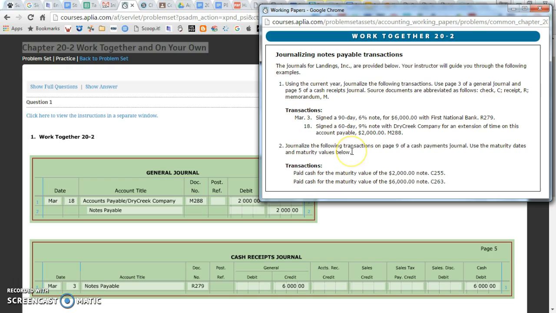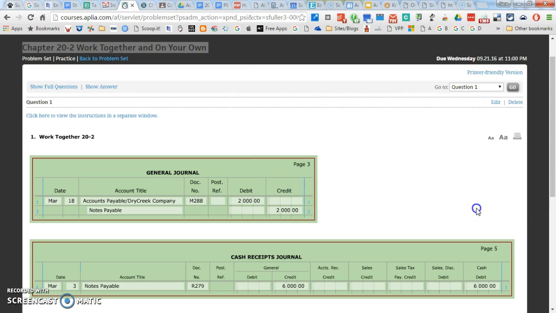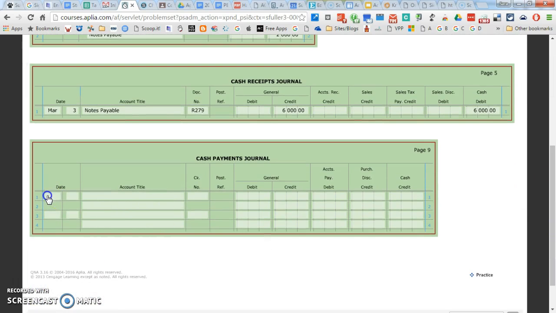Okay, and then we're going to journalize the following transactions on page 9 of our cash payments journal. So the first one is that we paid cash for the maturity value of the $2,000 note, C255. So our date here is May 17th. And account title is Notes Payable. Check number is 255. And so it's a debit here of $2,000 in the general.